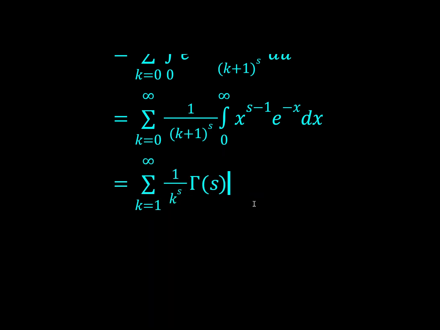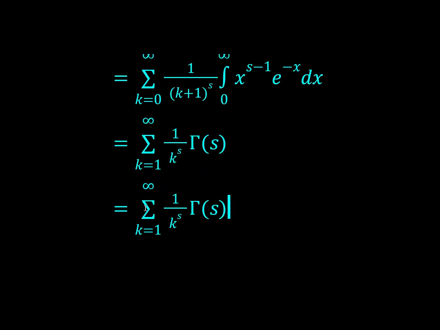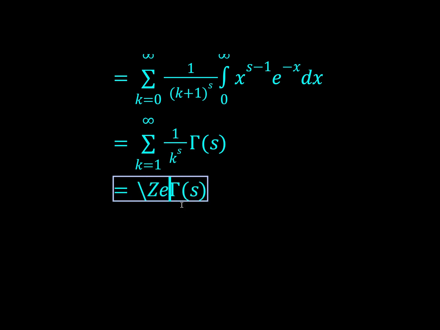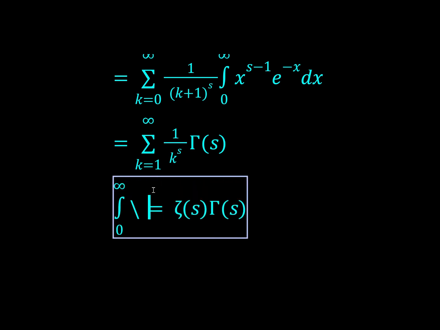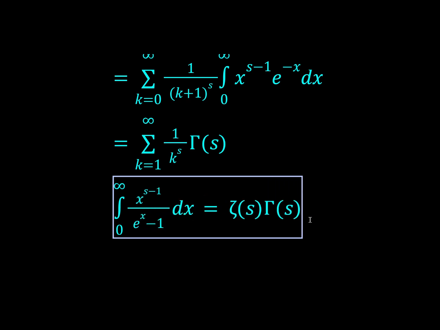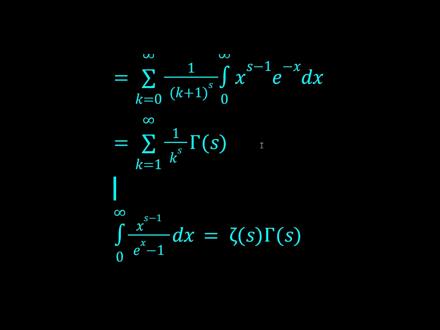And now this is the famous zeta function. This is the zeta function of s. So let's quickly write that in. Zeta, okay, well, I guess it's lowercase. Oh, why does zeta look like that in Google Docs? Okay, we'll roll with it. So this is zeta of s, gamma of s. Absolutely insane result. The integral from 0 to infinity of x to the s minus 1 over e to the x minus 1 is zeta s gamma s.